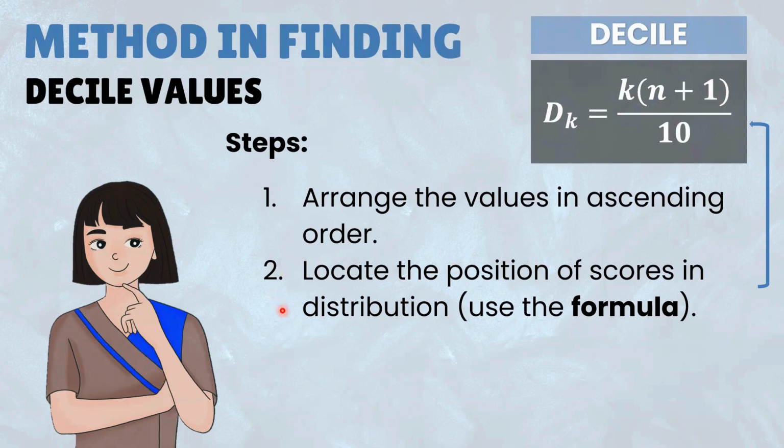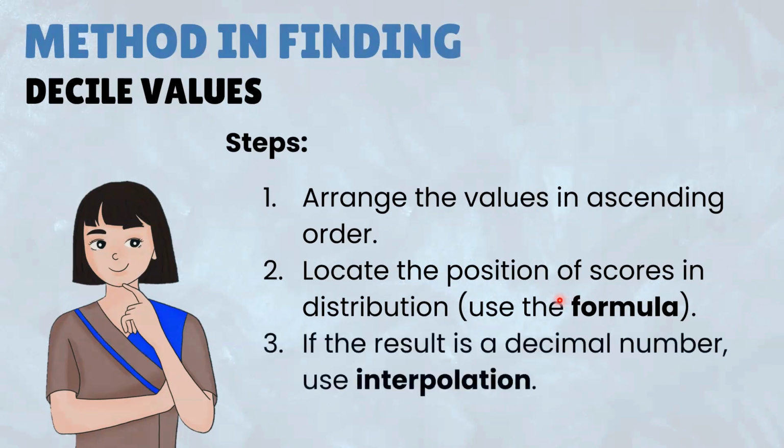Now, if our answer in step 2 is a whole number, no need to proceed to step 3. But if our answer in step 2, after we use this formula, is a decimal number, we have to proceed to step 3, which is the interpolation.